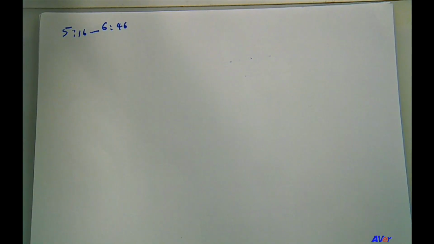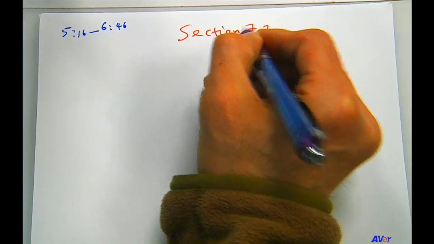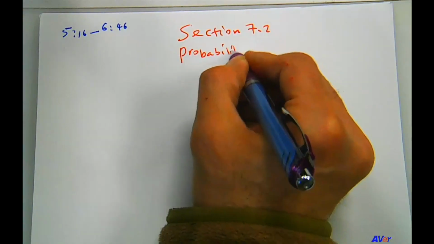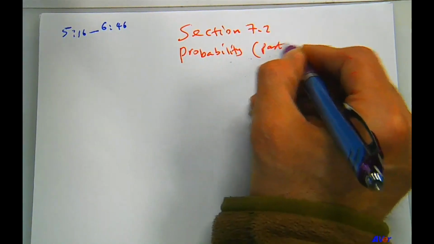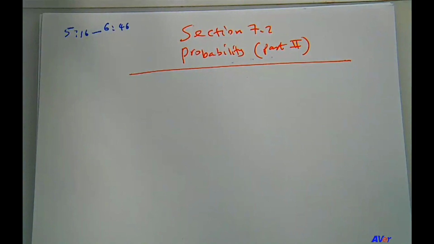Well, hello again, everybody. We are here to continue with our coverage of the probability sections. Next section we will cover is section 7.2, which is, let's call this probability part 2. Okay. So last time in section 7.1 we mentioned some definitions. Keep those in mind. We will use those in the future.